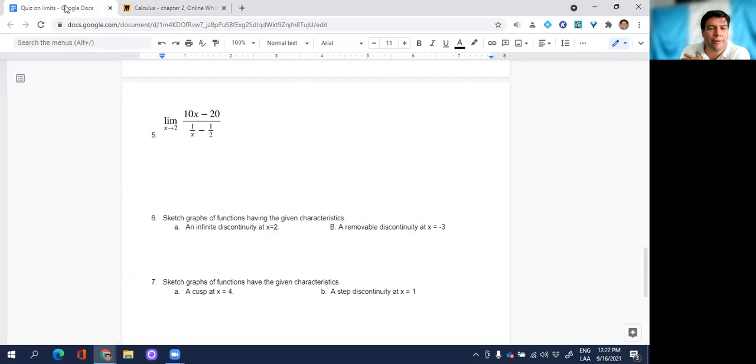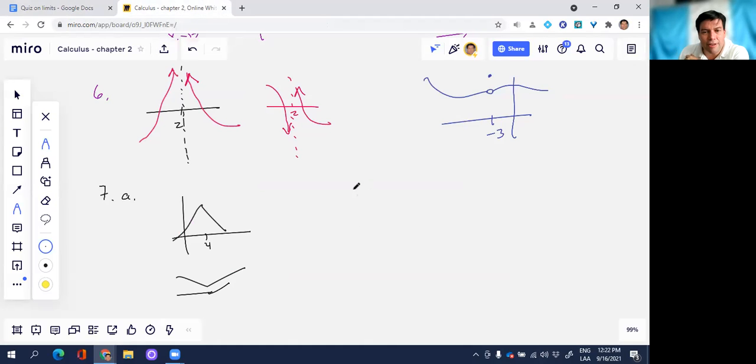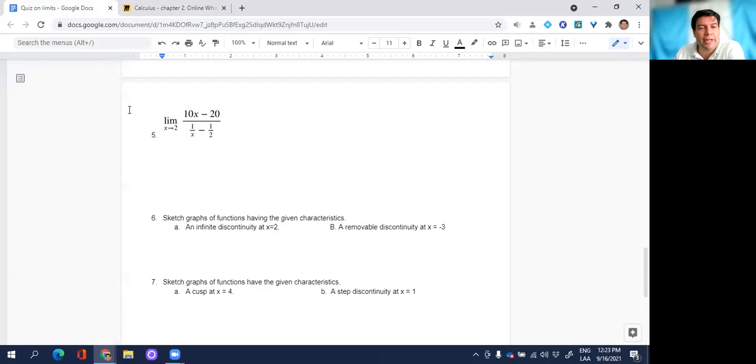It's a little peak. A step discontinuity at 1. Step discontinuity is when the limit from one side is different from the limit from the other side. So it could be like this, and like that, and it's at 1. So there's the 1. Doesn't matter which one of the 2 is filled, or neither of them, but not both. If both were filled, it wouldn't be a function.